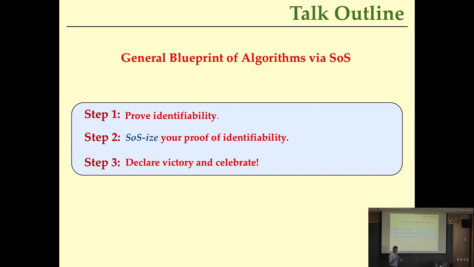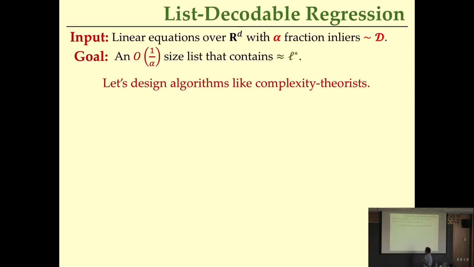It turns out that if you solve it in a not so complicated way, then you can SOS-size your proof, by which I mean you can look at it and do some mechanical transformations, and magically an algorithm comes out, which is efficient. That's the second step. And the third step happens after 1 p.m. Good. So that's the outline of my talk. Let's move on and I'll tell you how to do the first step.